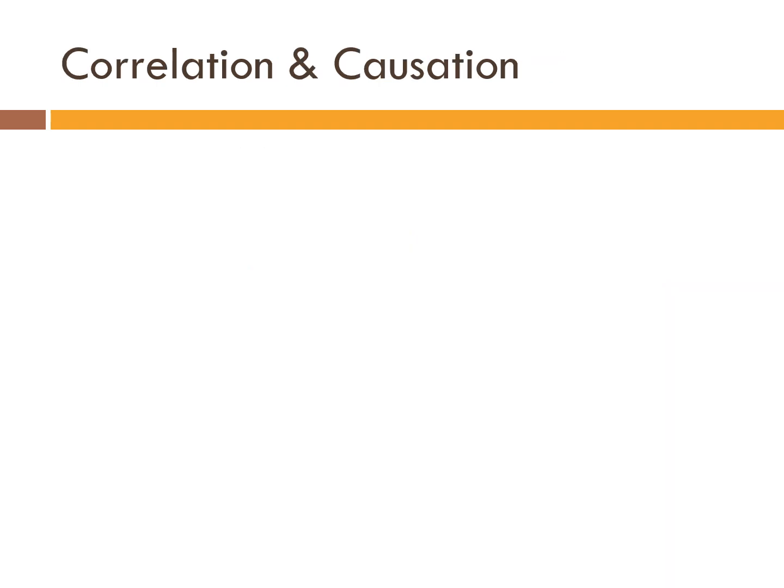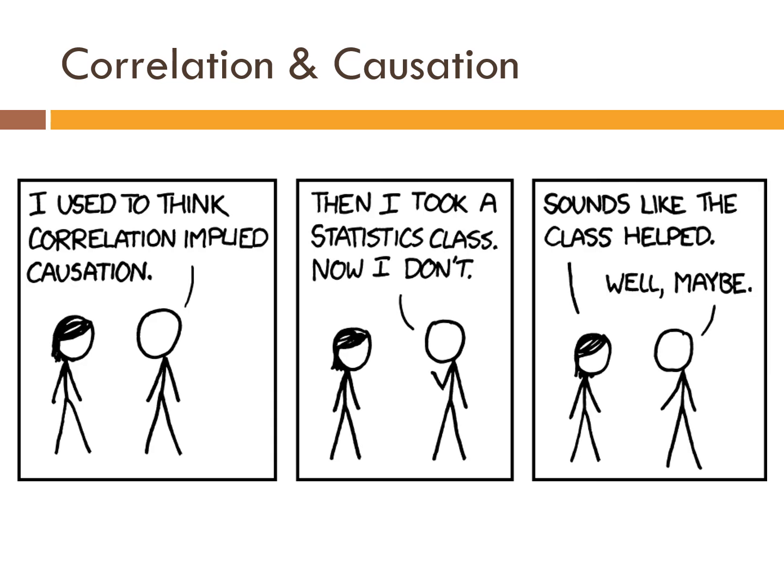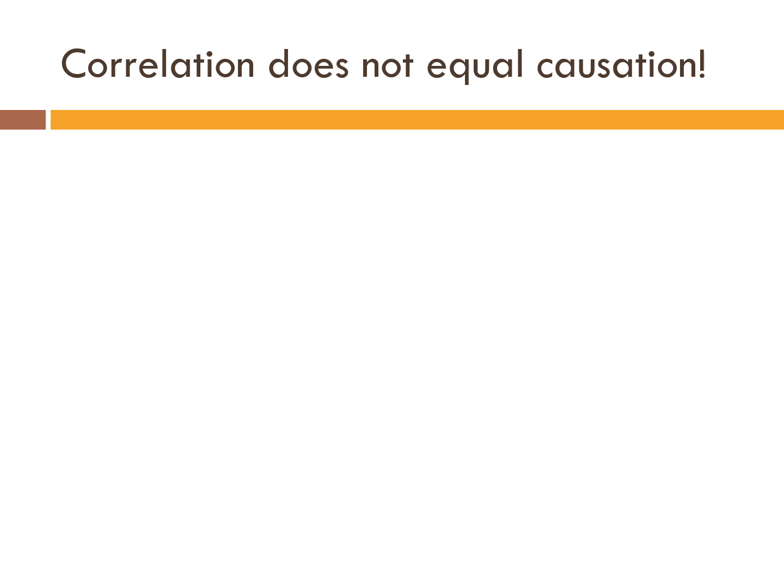So now that we've talked about the issues in interpretation, we of course have to talk about correlation does not imply causation. So you just took a statistics class? Well, maybe the class helped, right? Just because you took it doesn't mean it was the thing. Just because two variables are related doesn't mean that one is causing the other. There is not a definite link between them. Correlation does not equal causation. You heard it in your statistics class. You're going to hear it from me.